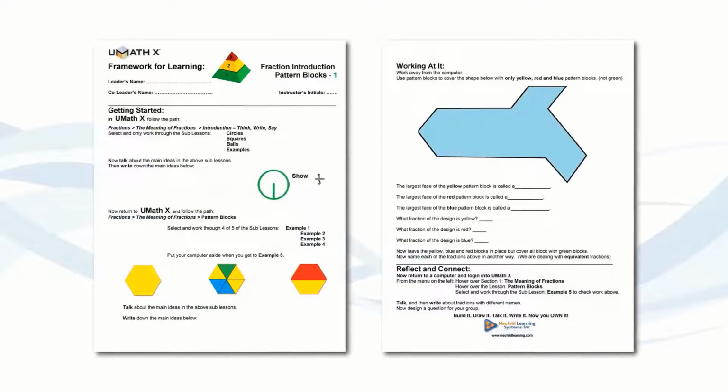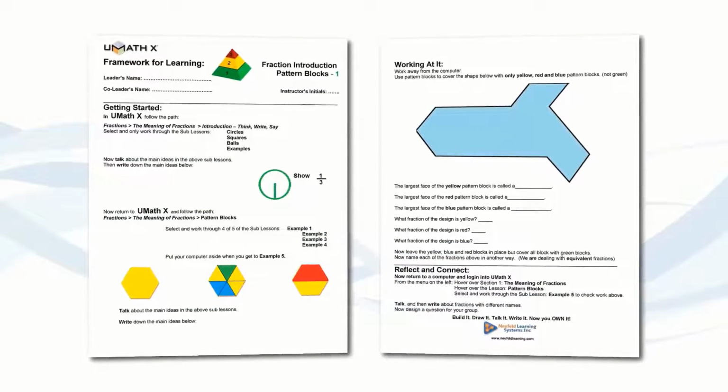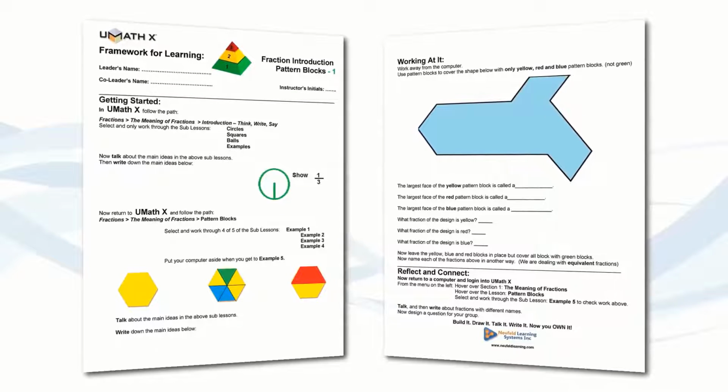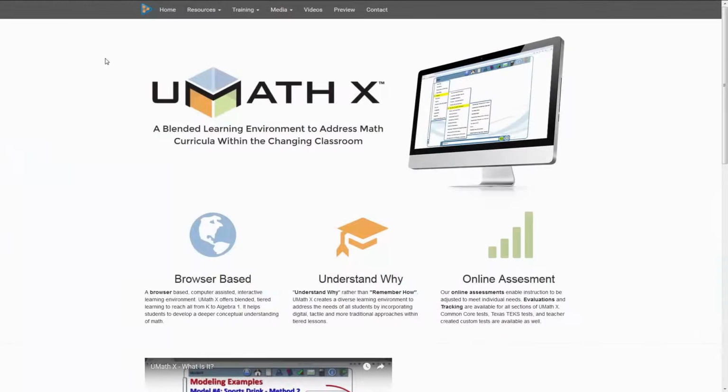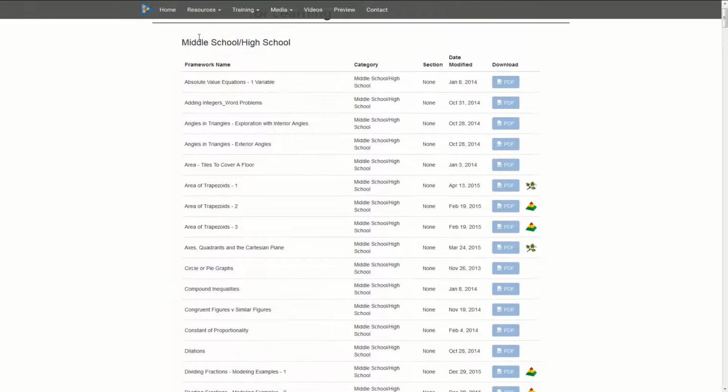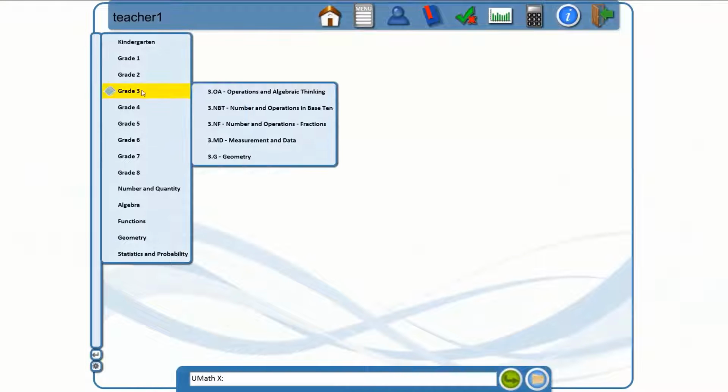Frameworks are two-page printouts that direct work in groups and offer a variety of approaches: on-computer UmathX lessons, the use of desktop manipulatives, paper activities, and directed discussion. The frameworks are PDF files that can be downloaded and printed, and are found both on our website by clicking Resources and then Frameworks, and within the curriculum menus.